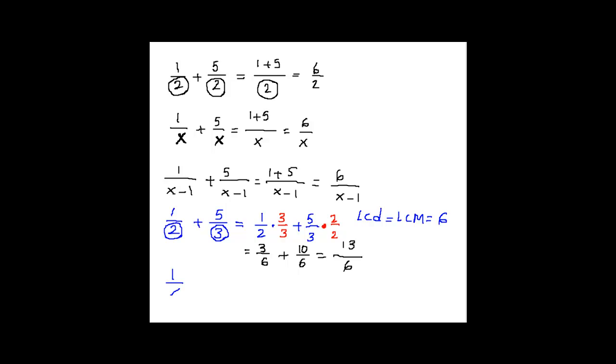When we have a variable, if I have 1/x plus 5/x minus 1. Let me ask those of you who are logged in, what would be the LCD in this case? What is the LCD? LCD is equal to what?